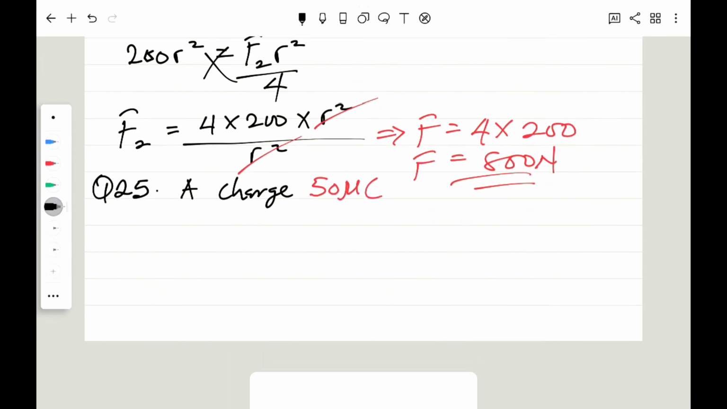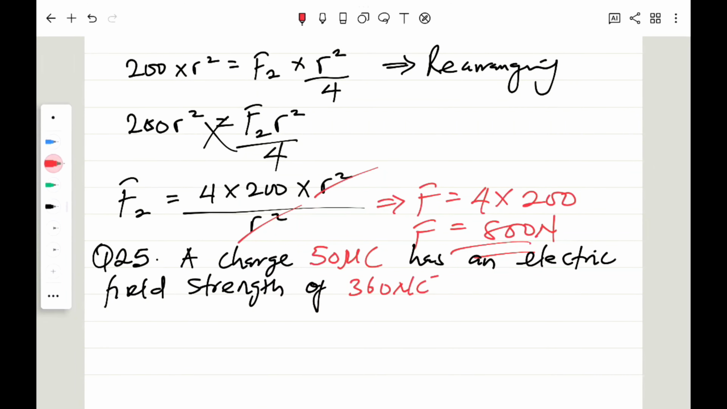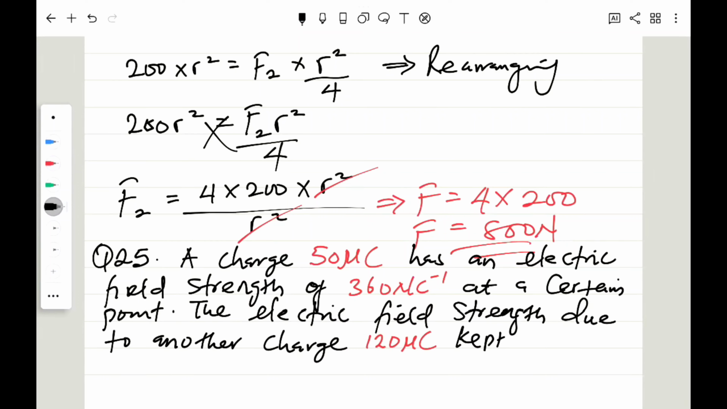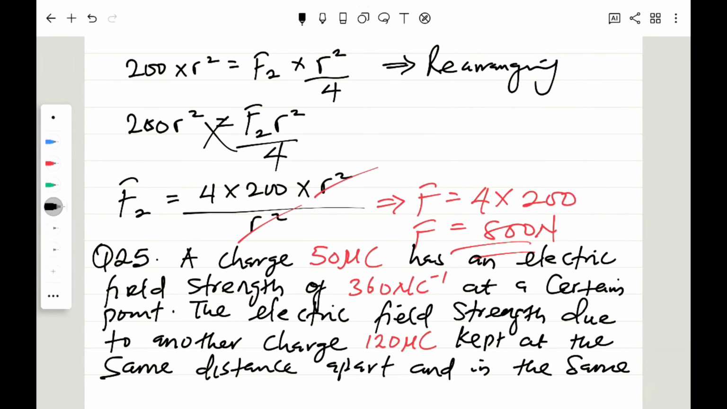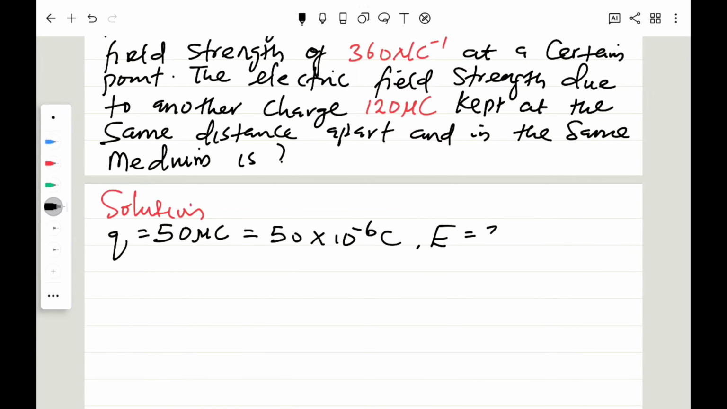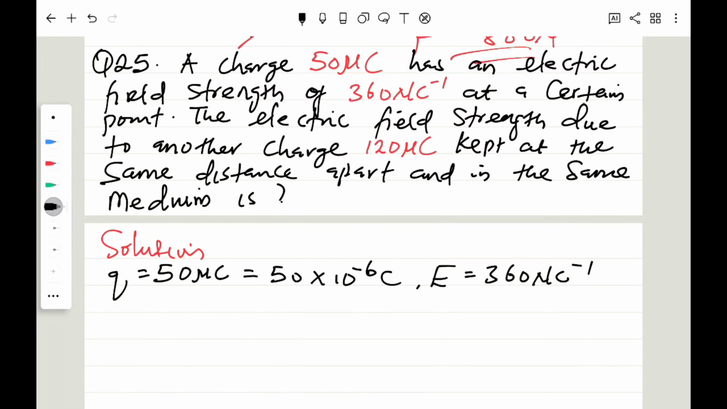A charge 50 microcoulomb has an electric field strength of 360 Newton per coulomb at a certain point. The electric field strength due to another charge 120 microcoulomb kept at the same distance apart in the same medium is... So solution. Our Q is 50 microcoulomb and is equal to 50 times 10 raised to the power minus 6 coulomb. Our E is equal to 360 Newton per coulomb. Is that clear?